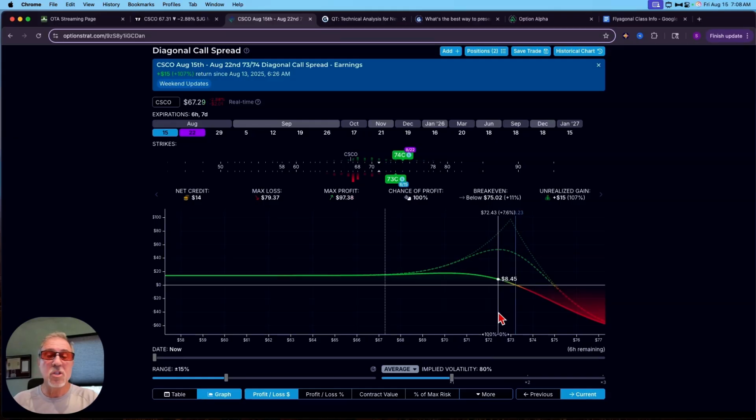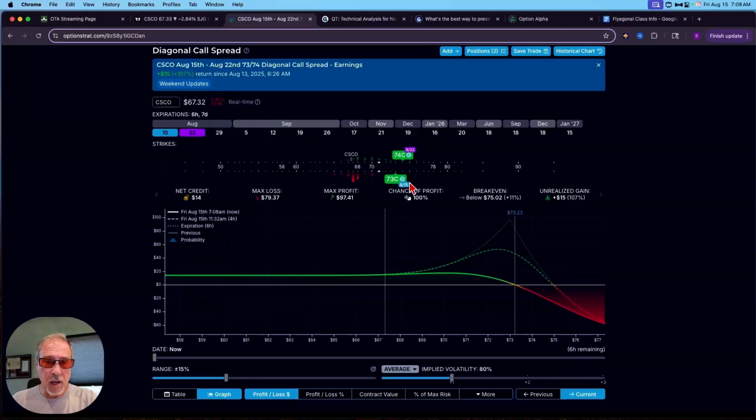But if Cisco sold off, which, if I were to look at the risk on either side, I think there was a higher risk of it selling off than there was of it blasting higher. If it were to sell off, no matter how low it went, this trade would not be a loser.